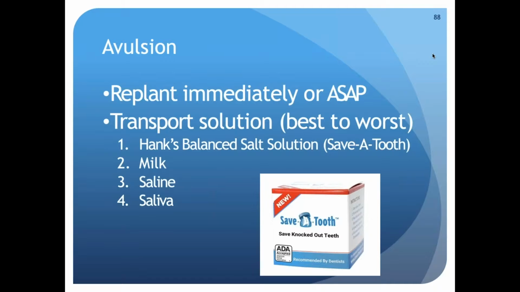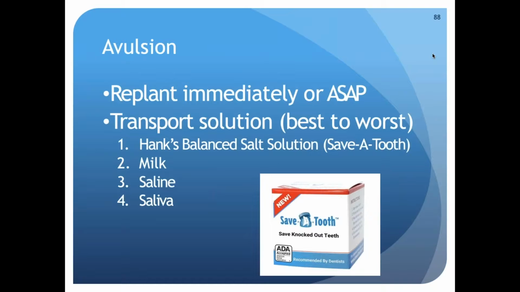So, we talk about Hank's balanced salt solution. I know all of us have that like sitting in our back pocket. I don't know anyone who owns this, but you can get it on Amazon in case you want to carry it around and be the hero at the soccer game if someone loses their tooth. Some of the other things that you can use are milk, saline, or even the patient's own saliva. So if they're going to transport it to you, the patient can put it in their mouth or maybe even wrap it in some saran wrap.